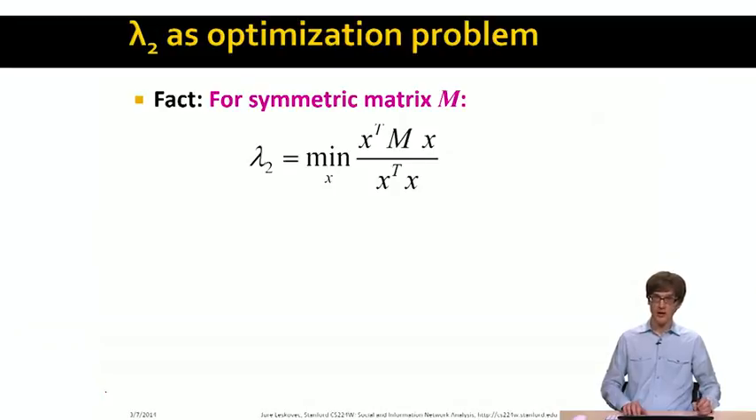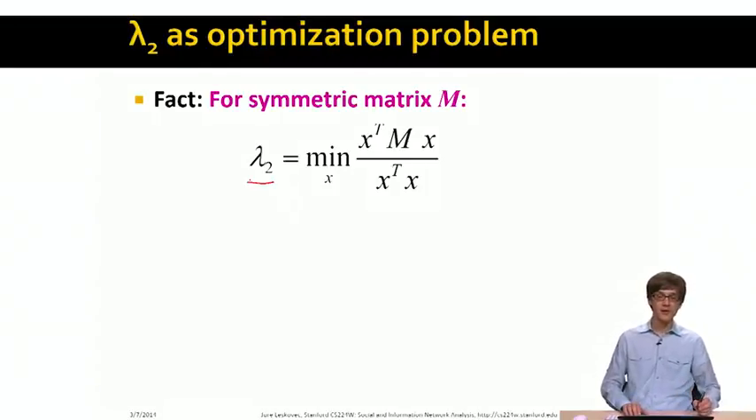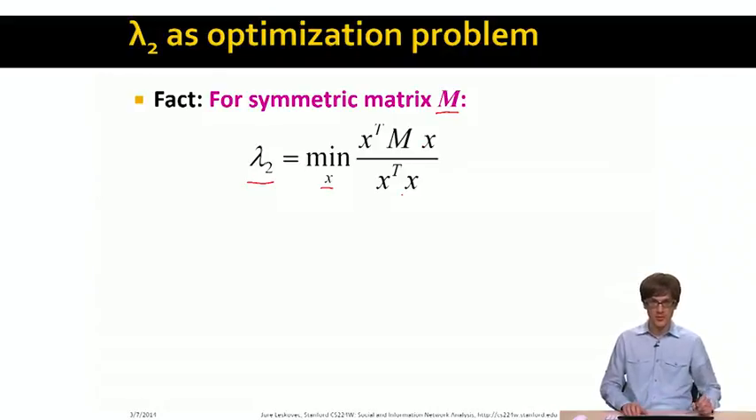The important fact that we'll be using, and I will just state this fact without proving it, is that the second smallest eigenvalue is simply a solution to the following problem. Let's think of M as being some matrix, and x as some vector over which we want to solve things. Basically, lambda 2 is a solution to the problem of minimizing x transpose times M times x divided by x transpose times x.